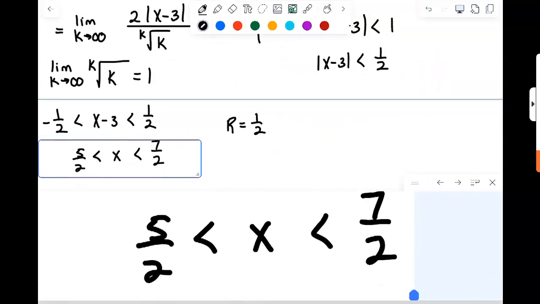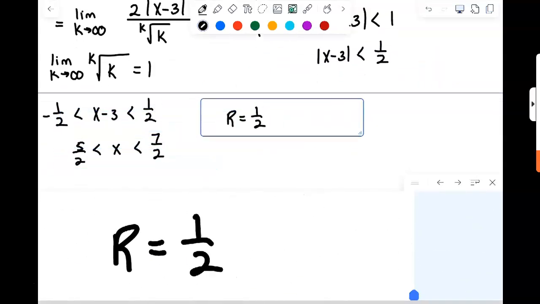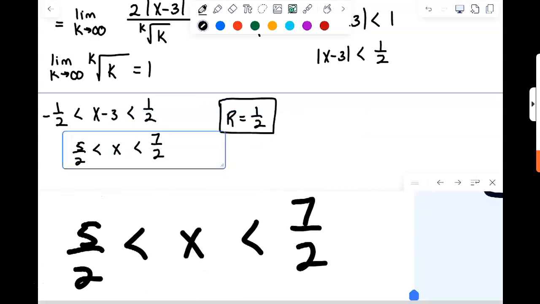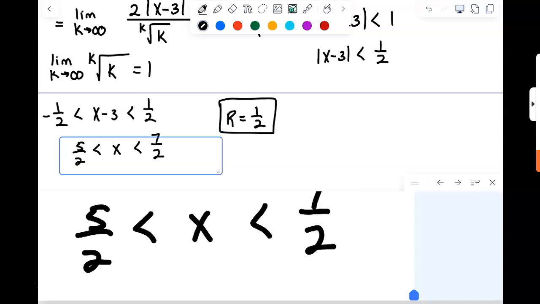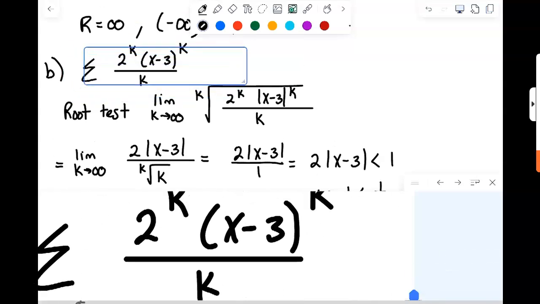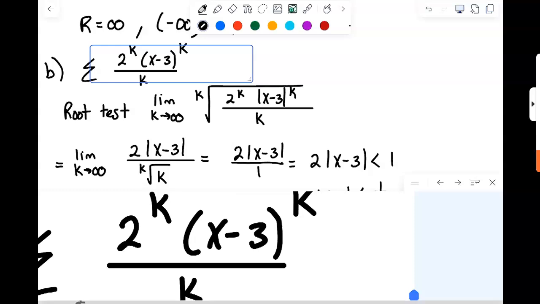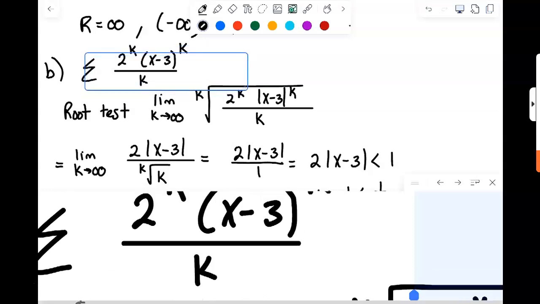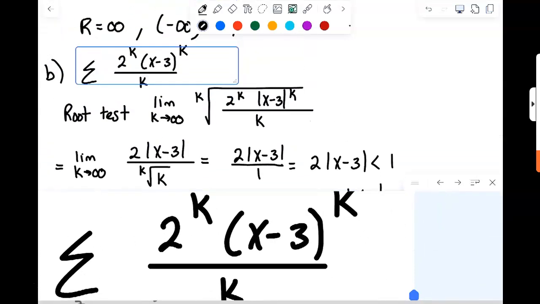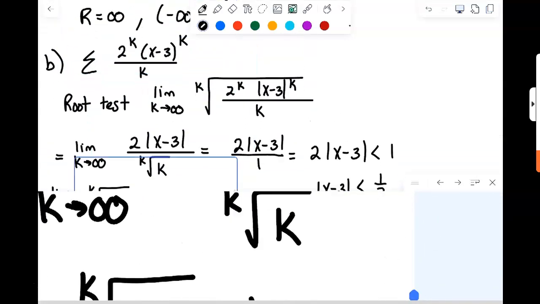And now, because we're a half a unit above and below 3, so above and below the center, the radius is 1/2. Now the question is, will it converge at 5/2? Will it converge at 7/2? Well, we have to test those individually. So what that means is we have to go into the original formula and replace x with 2.5 and see what happens, and replace x with 3.5 and see what happens. So that's another thing we have to test individually.